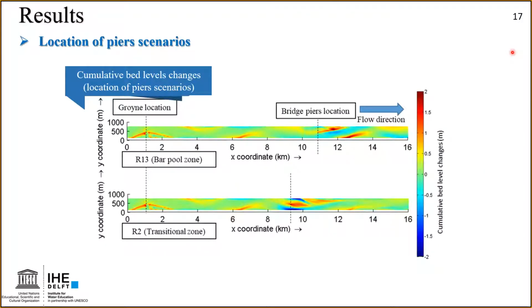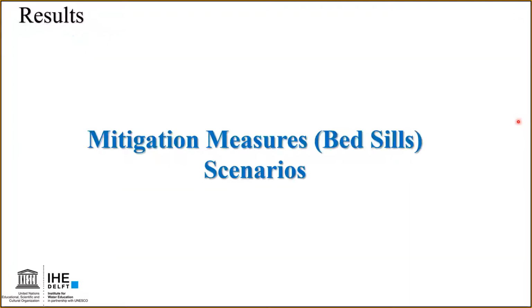Here is also a figure for cumulative bed level changes for the two scenarios. We can see here at the transitional zone the forced bar and overall sedimentation and erosion.